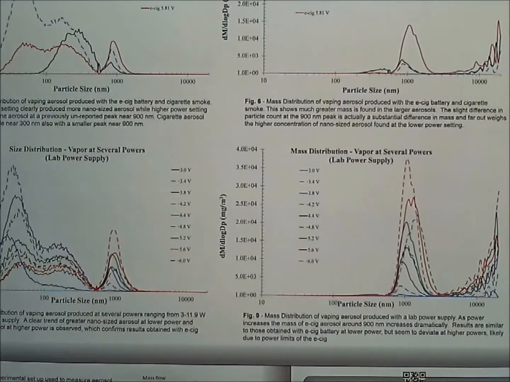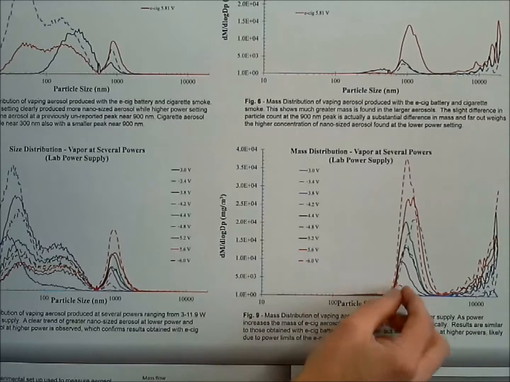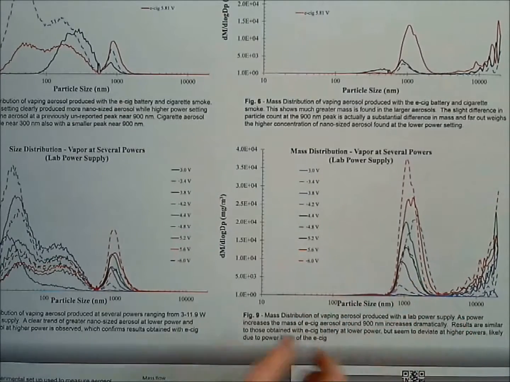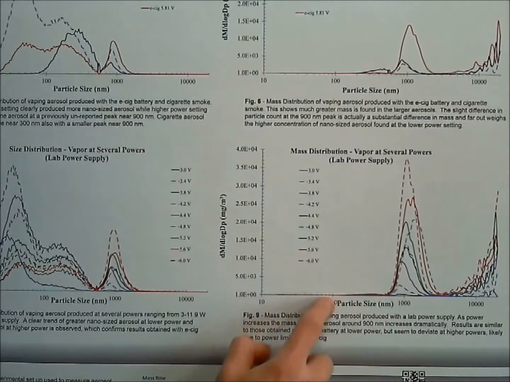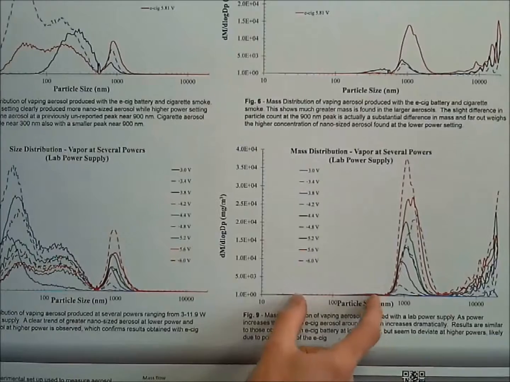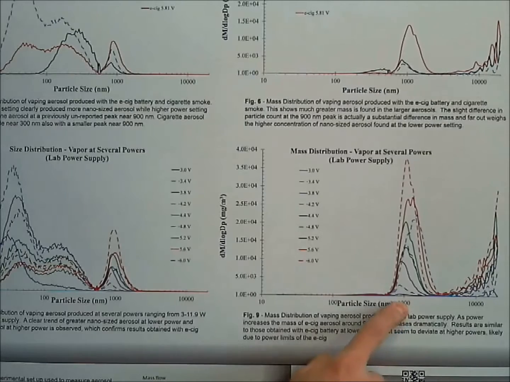This is actually exactly why we see our median and our mode right shifting as we increase our vaping power. We are forming a tremendous concentration of particles in the nano-sized region, which are then being rapidly scavenged by our particles that are roughly 1 micron.